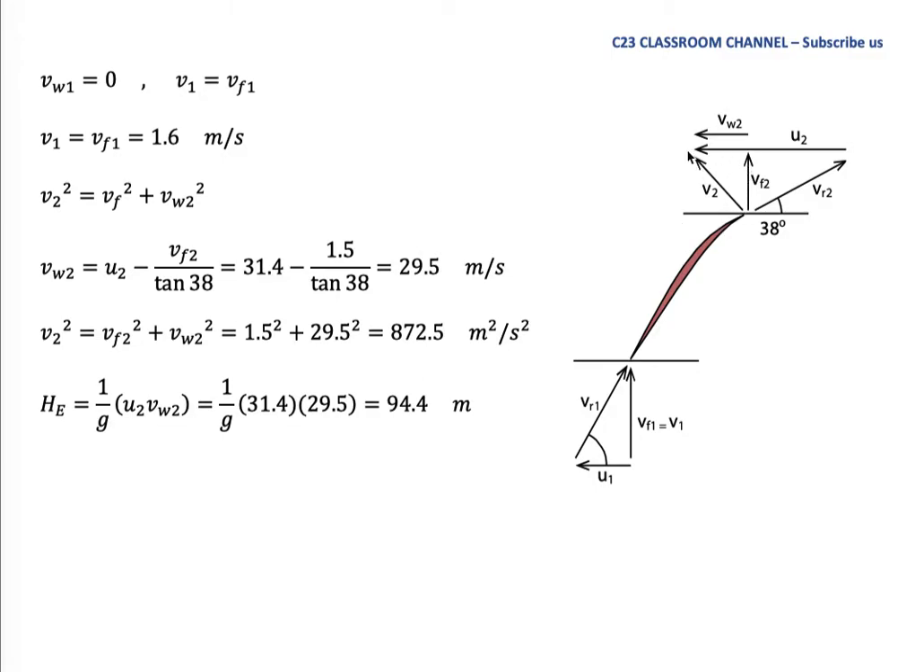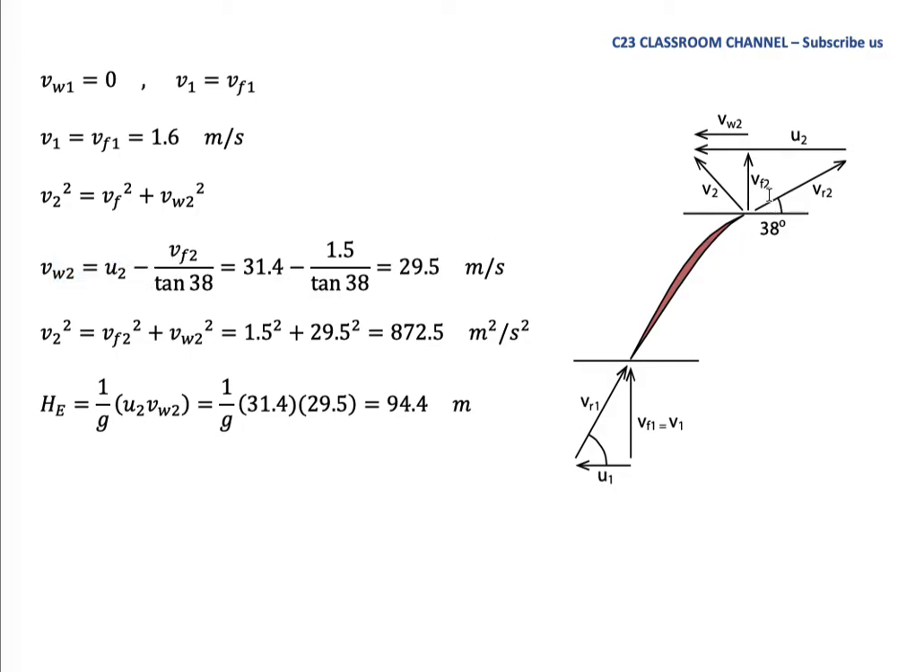According to this triangle, from the trigonometry rules, we could write V2 square is equal to Vf2 square plus Vw2 square. So we need to calculate Vw2, because the value of Vf2 is already calculated in the previous slide, so we could use that later on. The value of Vw2 can be calculated by using this equation. You could derive this equation from the idea of tangent 38 here.